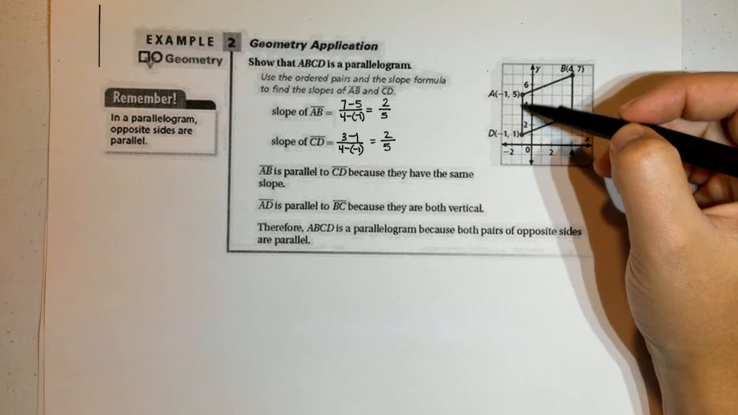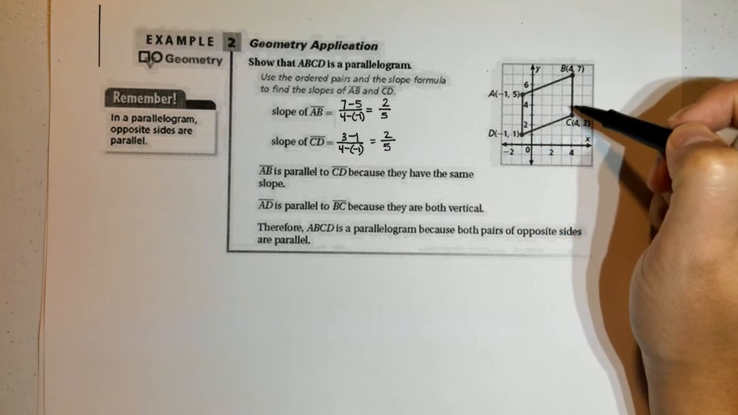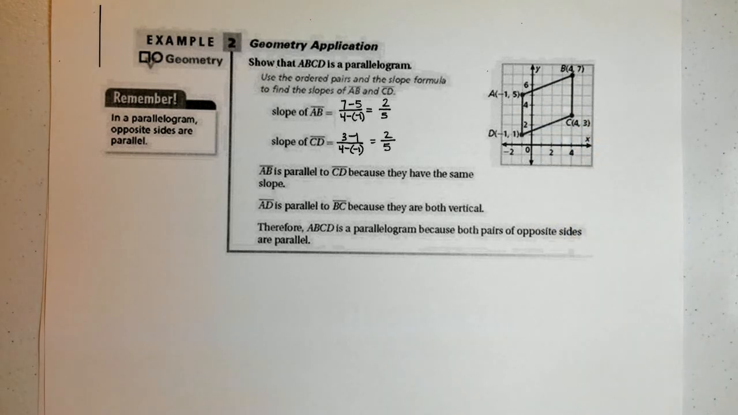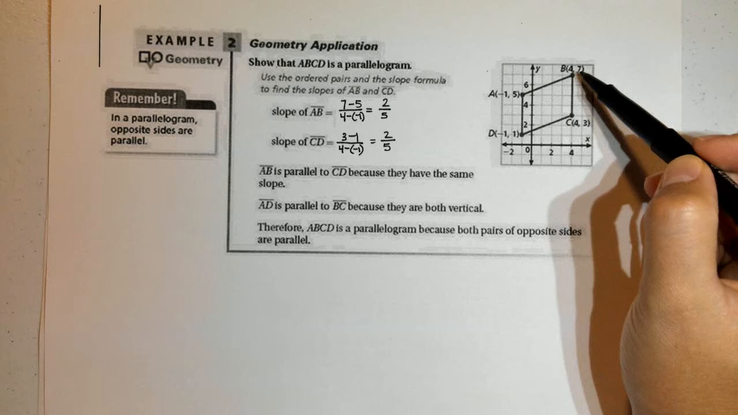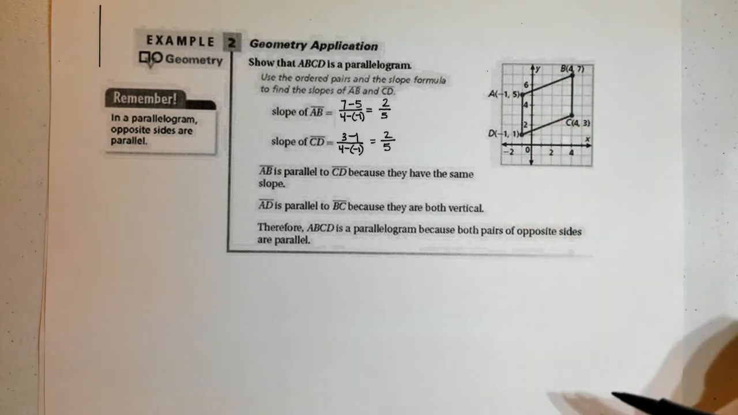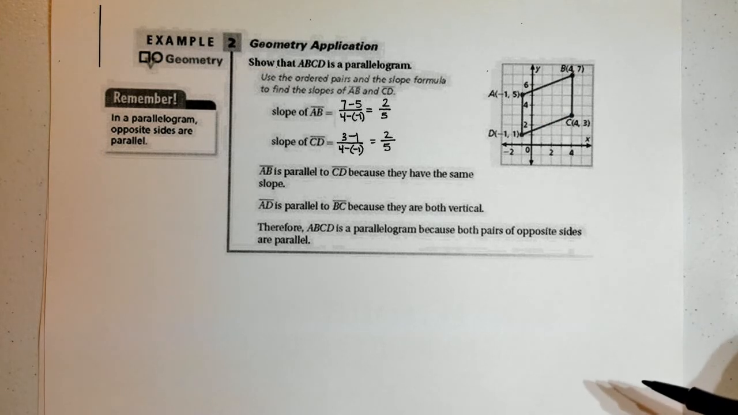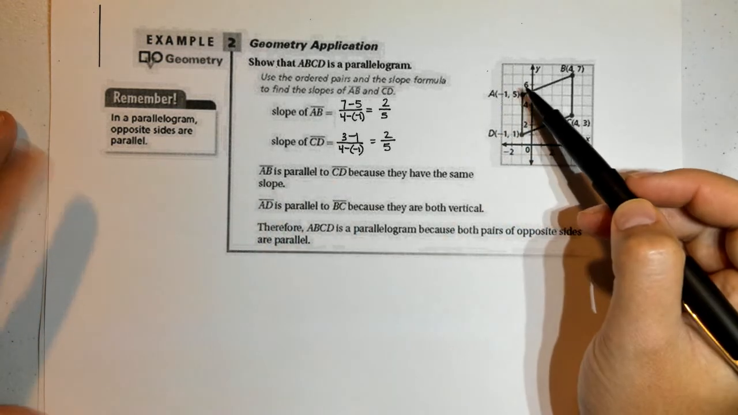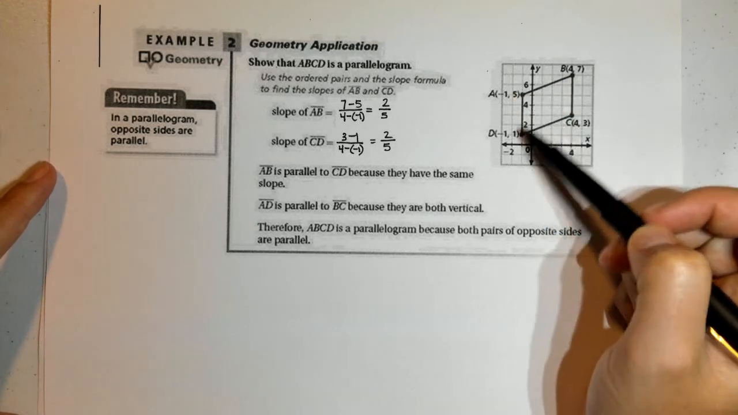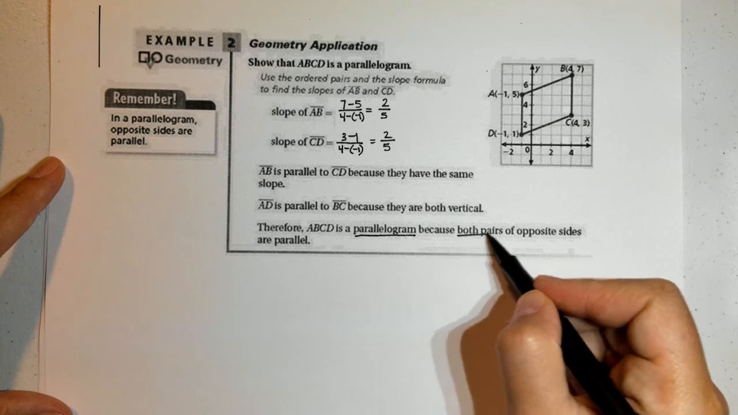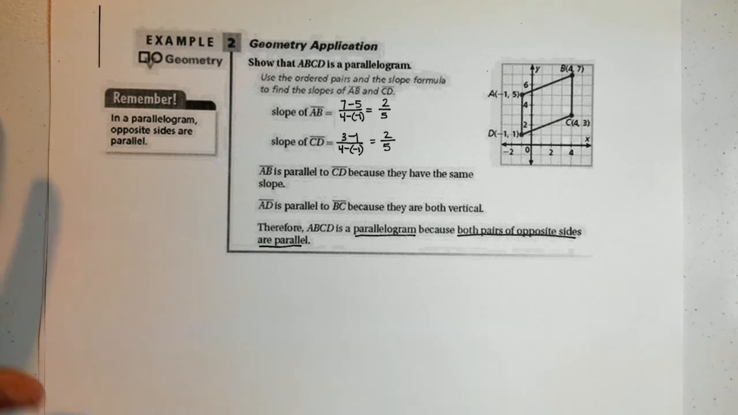Then AD, we have to prove AD and BC are also parallel, because remember, opposite sides are parallel in a parallelogram. So I already proved AB and CD are parallel. AD and BC are both vertical lines. So that means they have the same slope. So they are parallel. So since we proved that both sets of sides are parallel, this is going to be a parallelogram because both pairs of opposite sides are parallel.